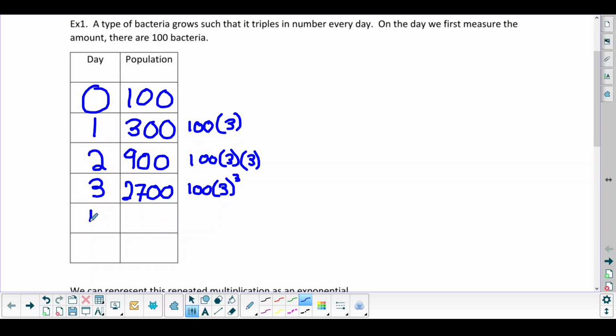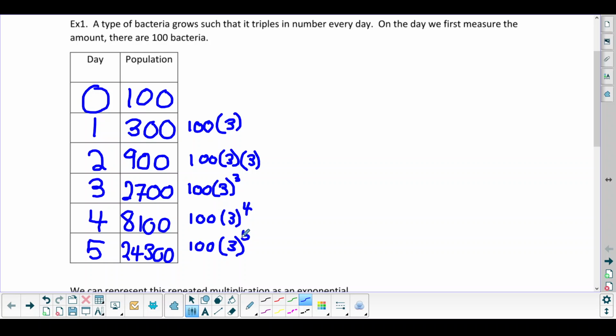And on day 4, we have 2,700 times 3, which is 8,100. And that's just 100, our starting amount, times 3 to the power of 4. And on day 5, we'd have 24,300, which is 100 times 3 to the power of 5.